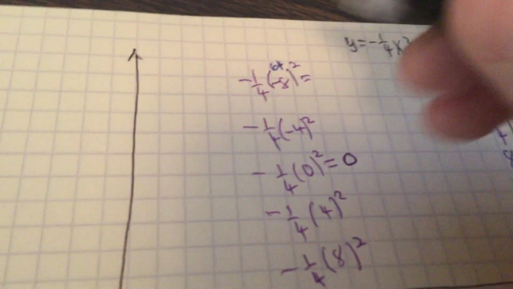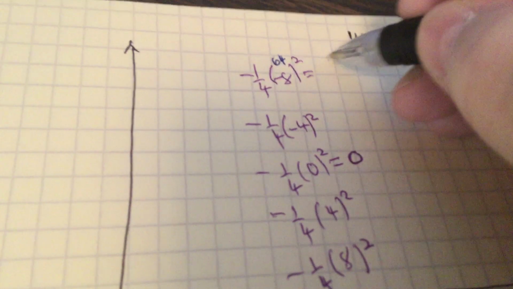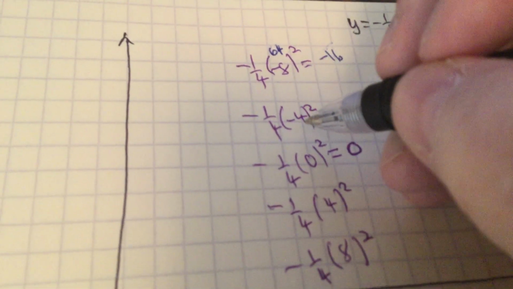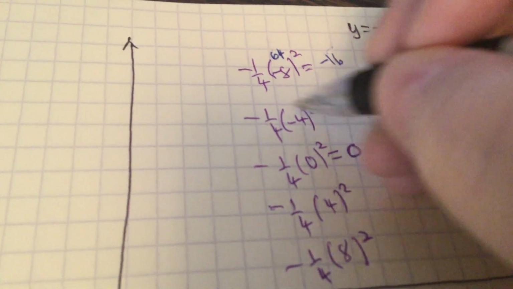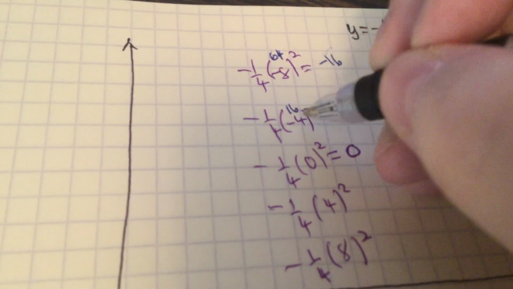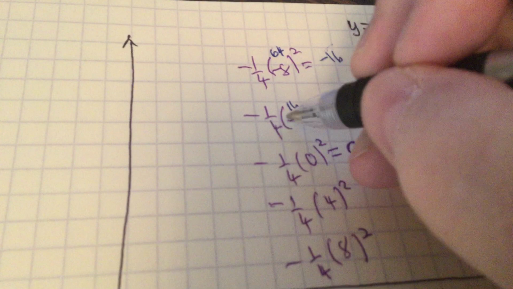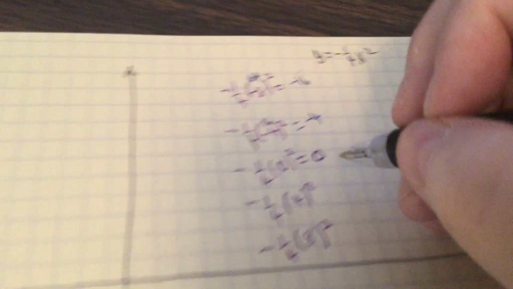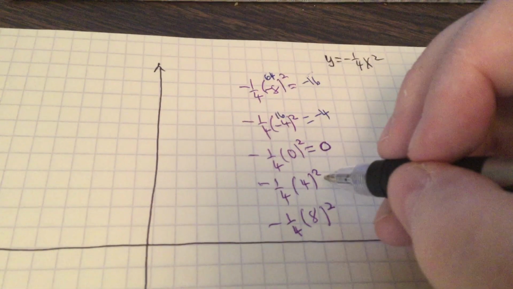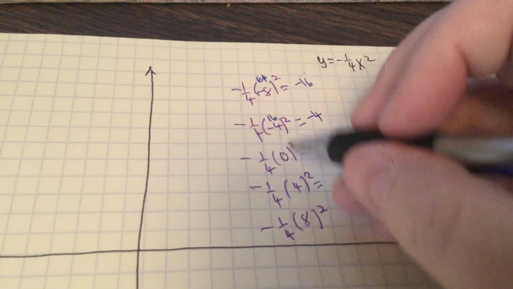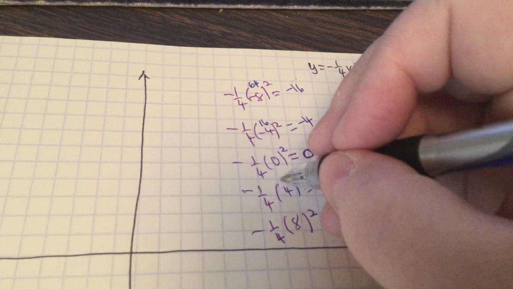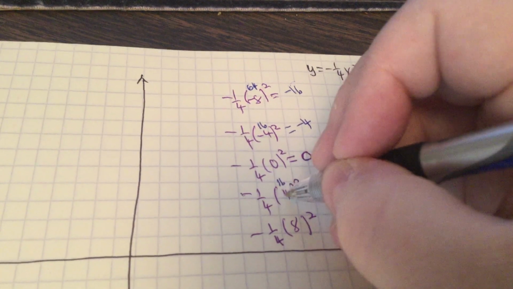I don't know if I'll be able to graph that, but that's okay. So, negative 16 for this one. Negative 4 times negative 4, that's what that means, is positive 16, but divided by negative 4 is negative 4. We already talked about the 0. And this is the same as this one, except that it's positive.